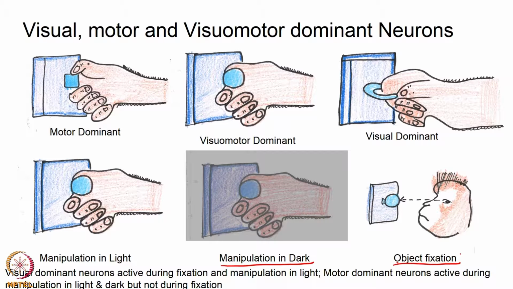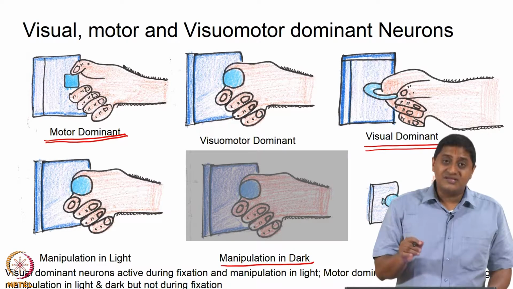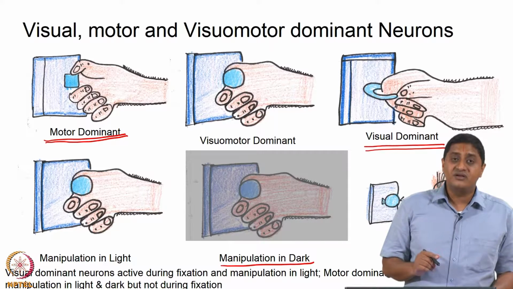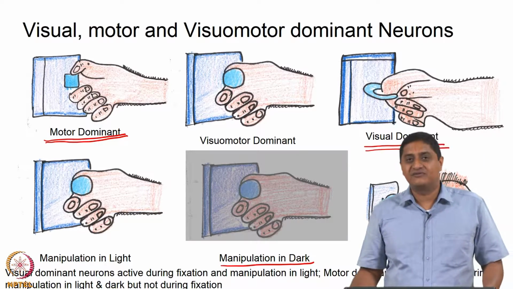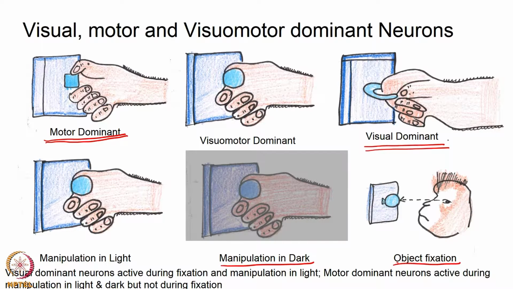Now, there are neurons that are specialized for each of these functions or more than one of these functions. For example, some neurons may be motor dominant. These neurons will be active during manipulation, whether in light or in dark. Some neurons will be visual dominant. These neurons are expected to be active during object fixation and manipulation in light, but since manipulation in darkness does not involve any visual component, these neurons will not be active during manipulation in darkness.